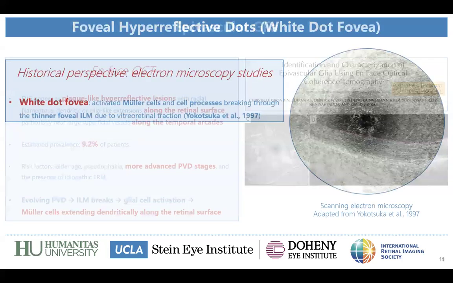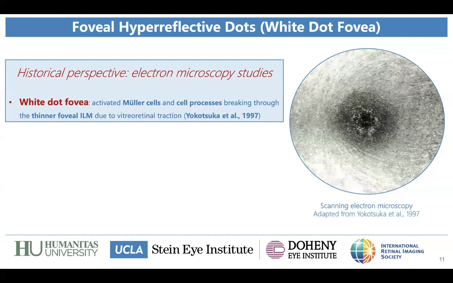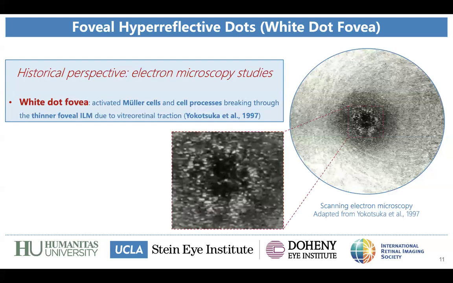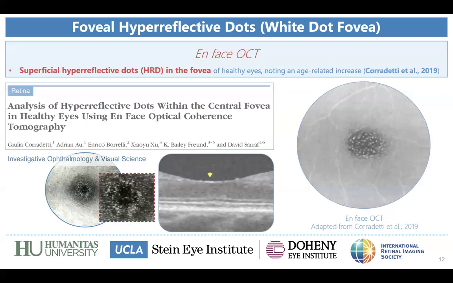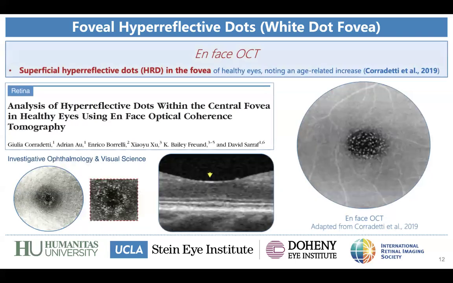A similar biomarker is the presence of the white dot fovea, or foveal hyperreflective dots. Again, this is an electron microscopy image, and this is the zoomed image. And again, face OCT was able to visualize essentially the same lesions non-invasively in this paper by Corradetti and co-authors.